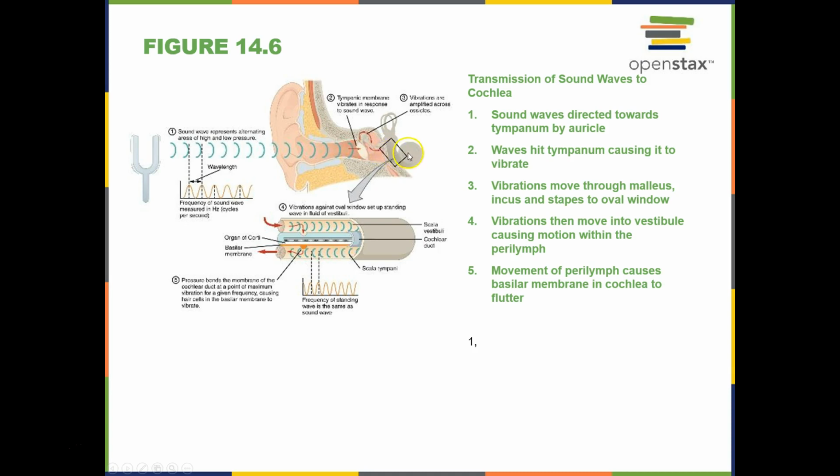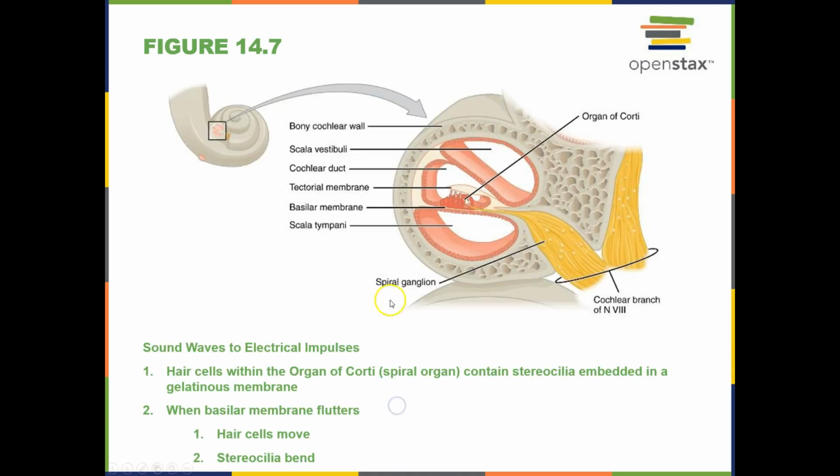That fluid then is going to start to vibrate. And this vibration moves all the way into this cochlear region. Within the cochlea, we have a basilar membrane. So you can see this basilar membrane here. And so this is part of that spiral organ. The basilar membrane starts to flutter, and then we have these tiny little hair cells sticking out.